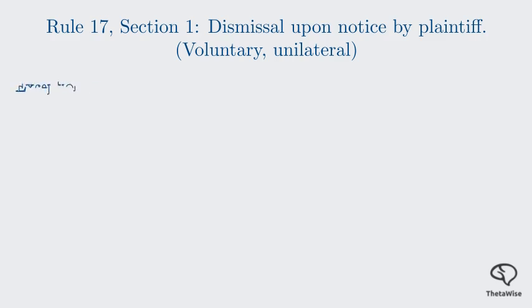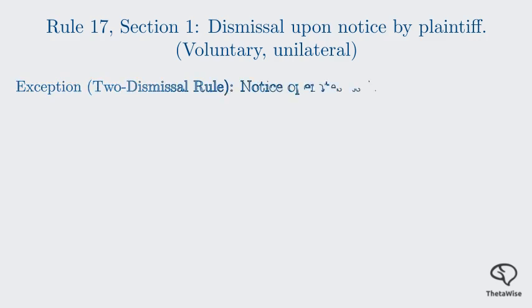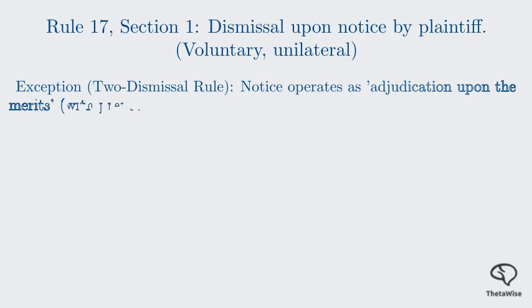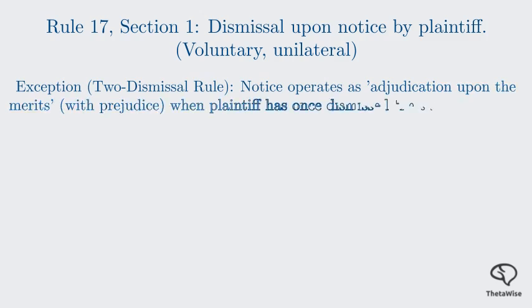But there's a critical two-dismissal rule exception. If the plaintiff has already dismissed the same case once before in a competent court, the second dismissal of that case by notice operates as an adjudication upon the merits. This means it is with prejudice and bars refiling. This prevents serial filing and dismissing.